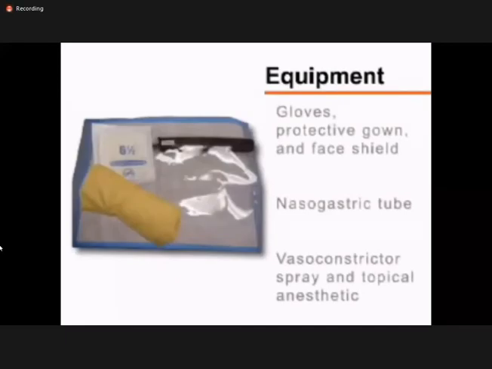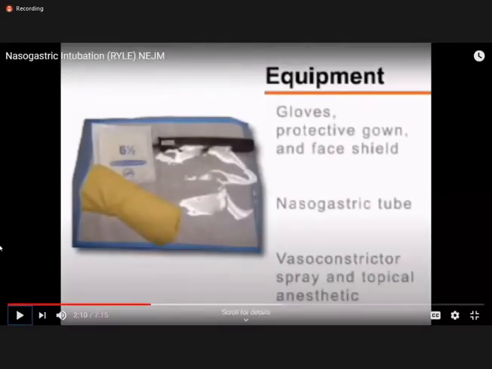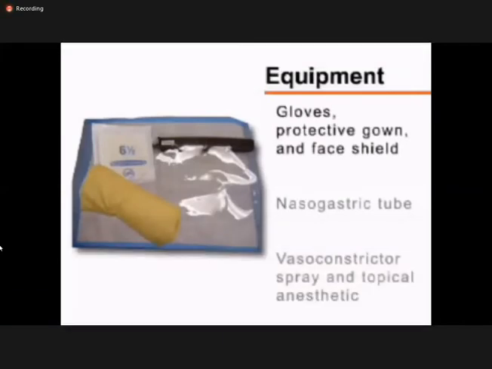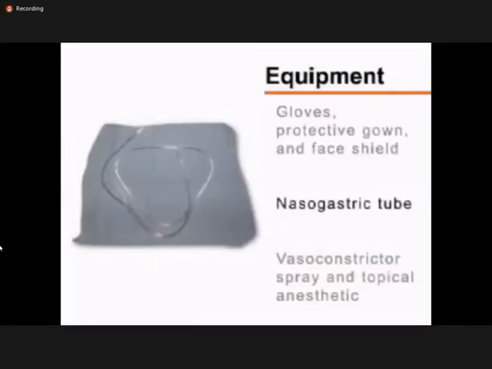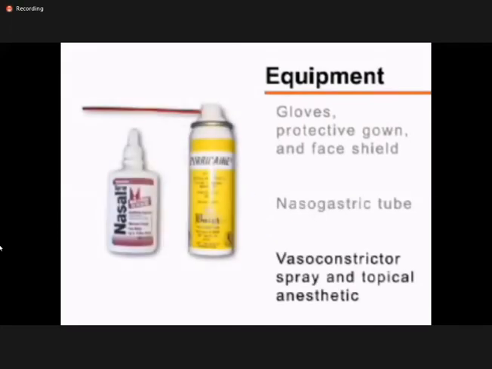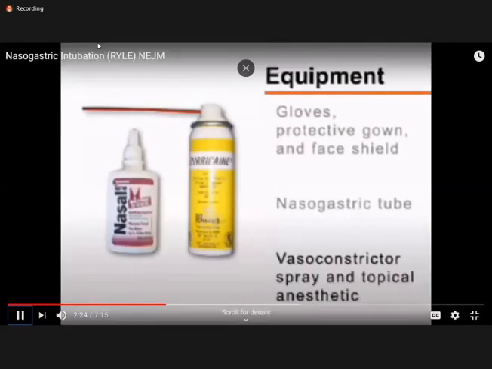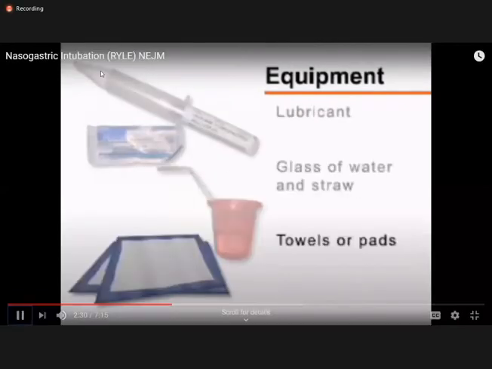Begin by gathering the equipment you will need. Which equipment do you have? Gloves, protective gowns, face shield, NG tube, and vasoconstrictor spray, and a topical anesthetic, which is called xylocaine. This will include gloves, a protective gown, and face shield, an appropriately sized nasogastric tube, vasoconstrictor spray, and a topical anesthetic such as benzocaine or lidocaine solution with an atomizer. Obtain a lubricant, a glass of water with a straw, and a towel.